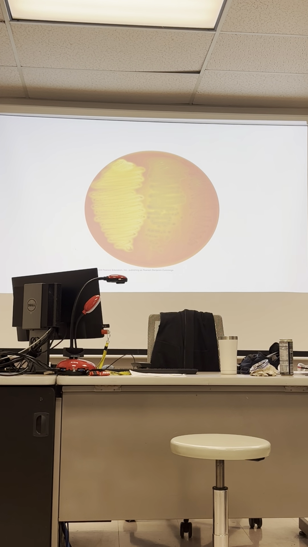Okay? And then here's another way I can do this. This is blood agar. Is it selective, differential, or enriched, or a combination of those? In combination.